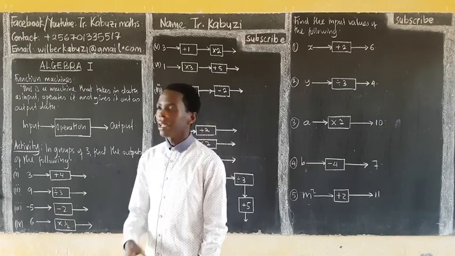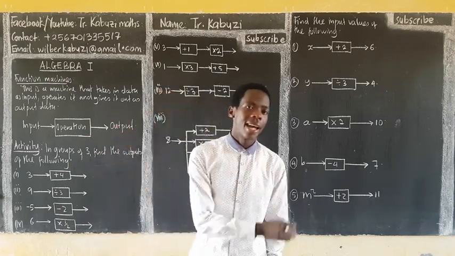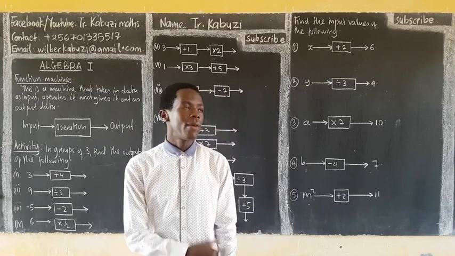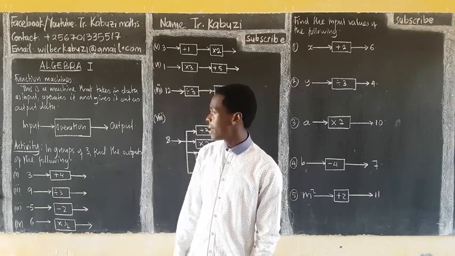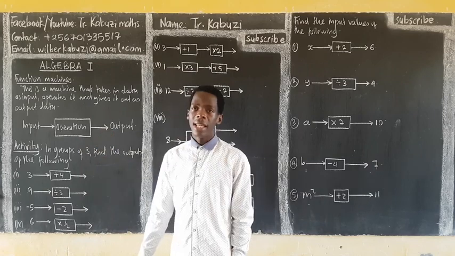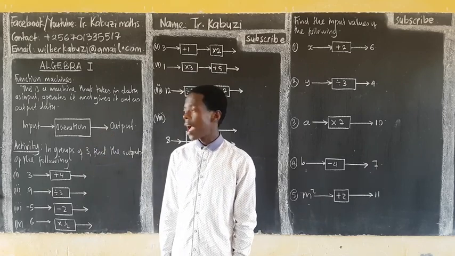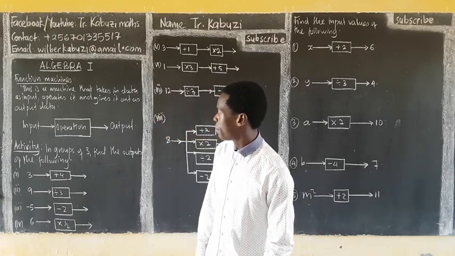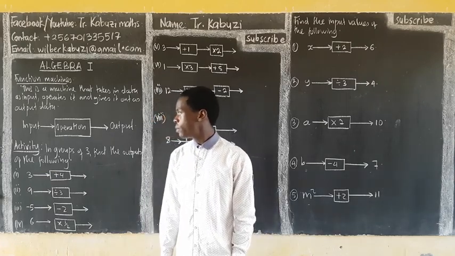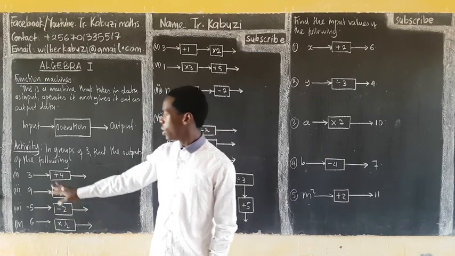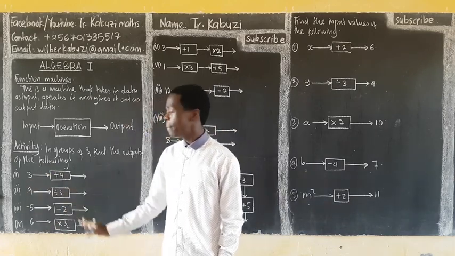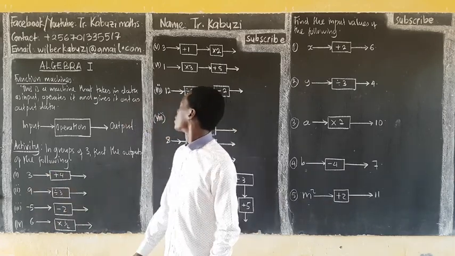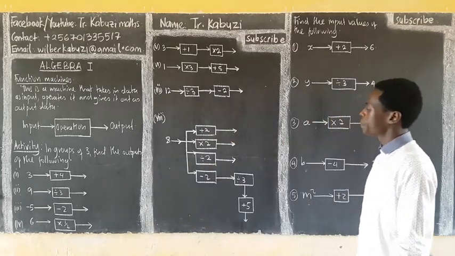There are many operations that can happen there. They can add, they can divide, they can subtract, they can square, they can cube, they can multiply. As long as anything is going in here, and then it goes out there. So that's what happens. Activity: in groups of 3, find the output of the following. These are the numbers they are putting in. They want you to get these ones up here.